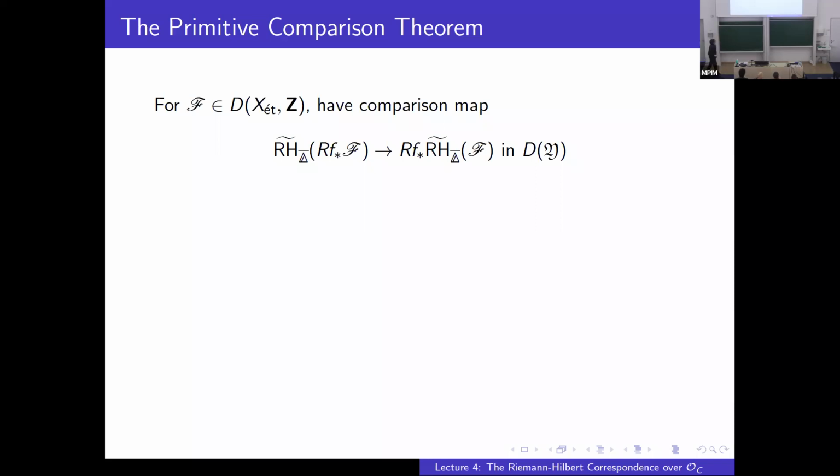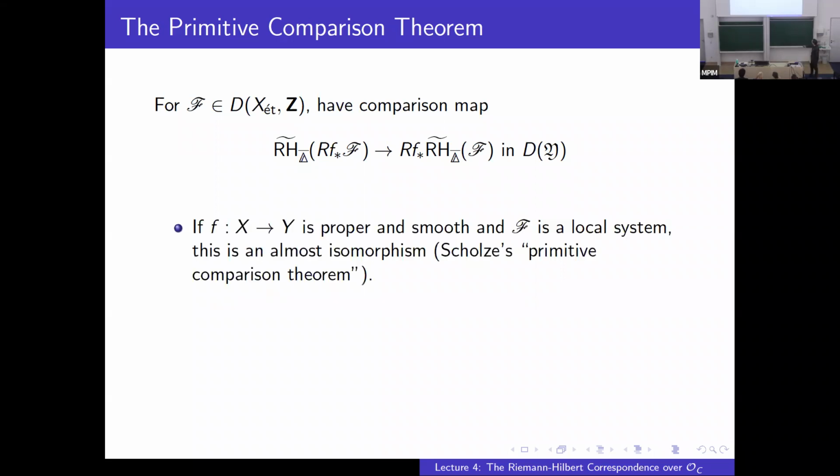And there's a natural comparison map that you can write down, for example, without knowing that f is proper. Now, if f is a proper and smooth morphism, and F is a local system, this is essentially what Peter studied. And he showed that this map is an isomorphism. And the essence of what you needed to show there is that you had some reasonable finiteness for the kind of things that are given by this p-adic nearby cycles construction.